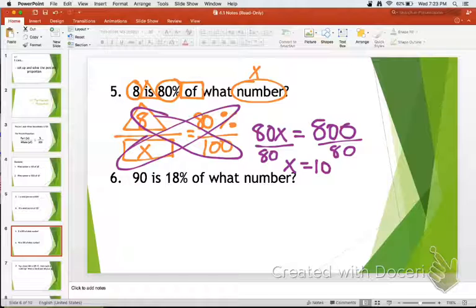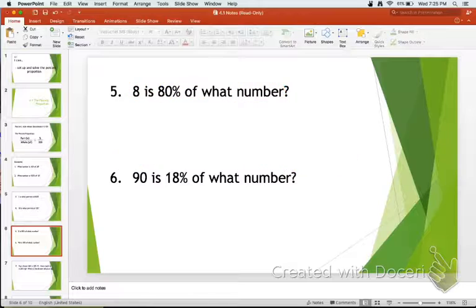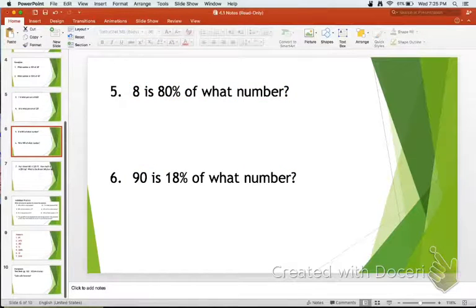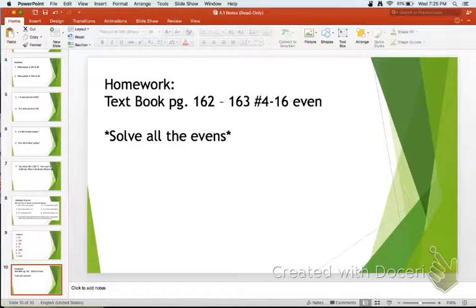Now, for your homework, you need to be able to do this for problems 4 through 16, evens only, on page 162, 163. They're actually all on page 162. Solve all of the even problems. So that's 4, 6, 8, 10, 12, 14, and 16.